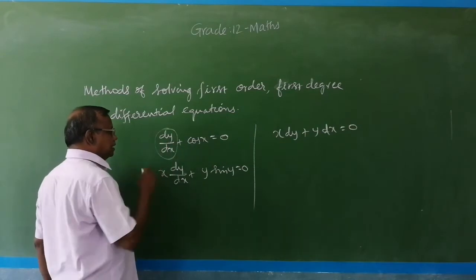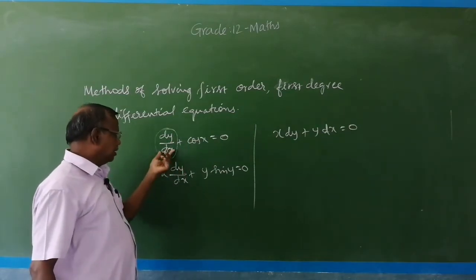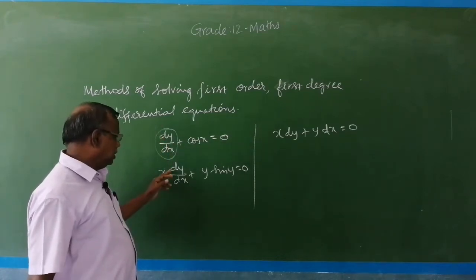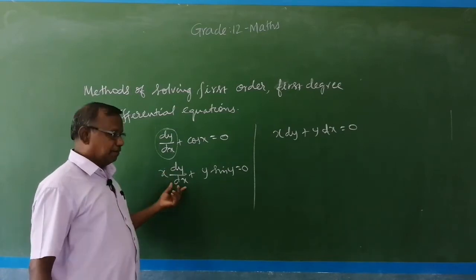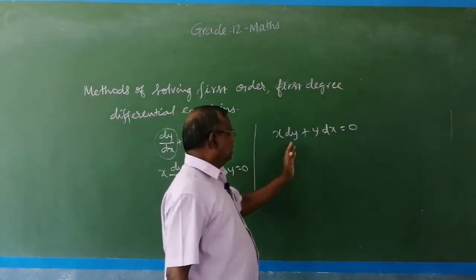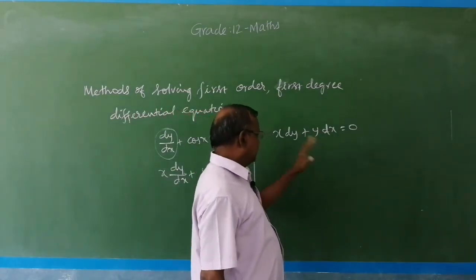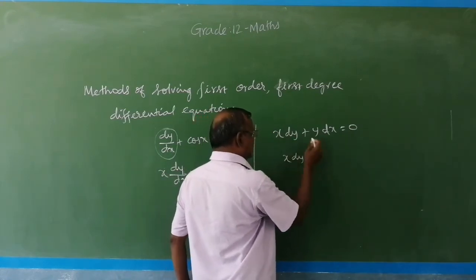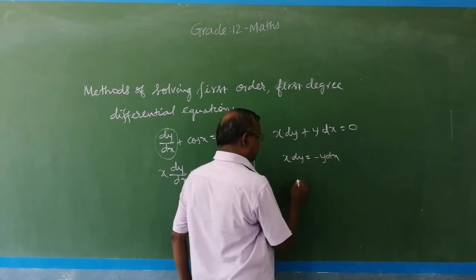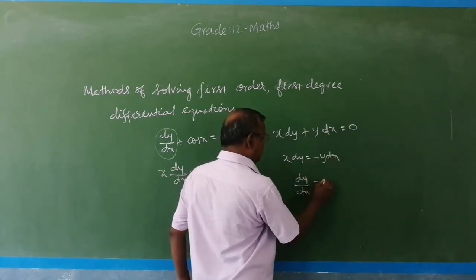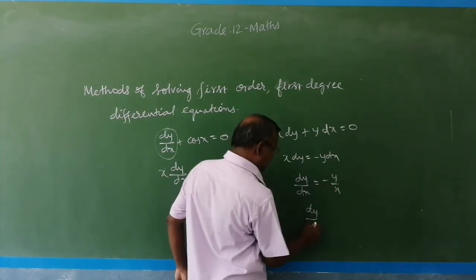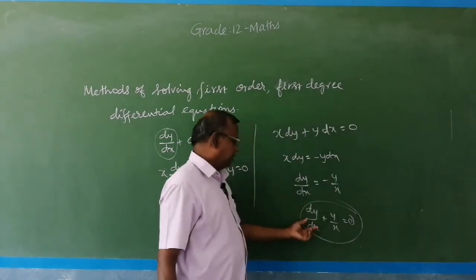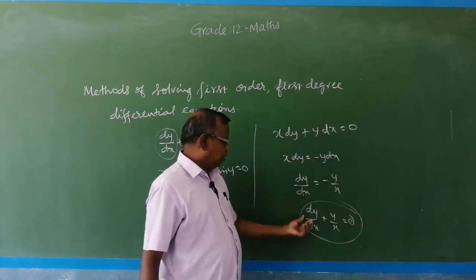Here dy by dx is present, that means the order of the differential equation is 1 and the corresponding degree is also 1. And here also, in this differential equation dy by dx is the first order and the corresponding degree is 1. Here the x dy and y dx we can separate by changing the format, that is x dy equal to minus y dx. So dy by dx equal to minus y by x, or dy by dx plus y by x equal to 0. So this is also a differential equation of degree 1 and order 1.